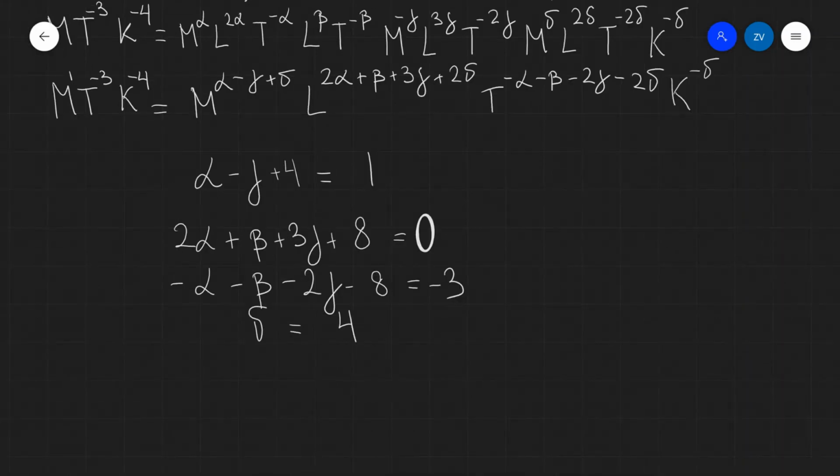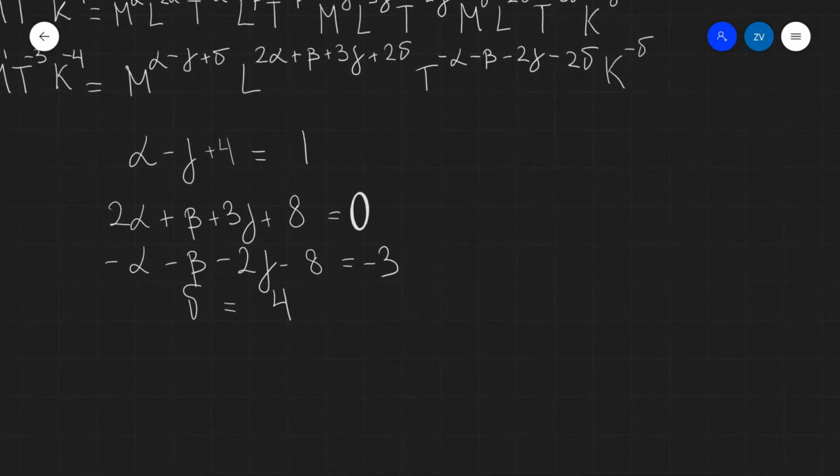Well, let's start solving these equations. So let's start off with the first one. I'm just going to rearrange for alpha. And the first equation will give me an expression for alpha in terms of gamma, which will be equal to plus gamma. When I bring it to the other side, the 4 is going to turn to a minus 4 plus 1 will give me a minus 3. So we know that alpha is equal to gamma minus 3.